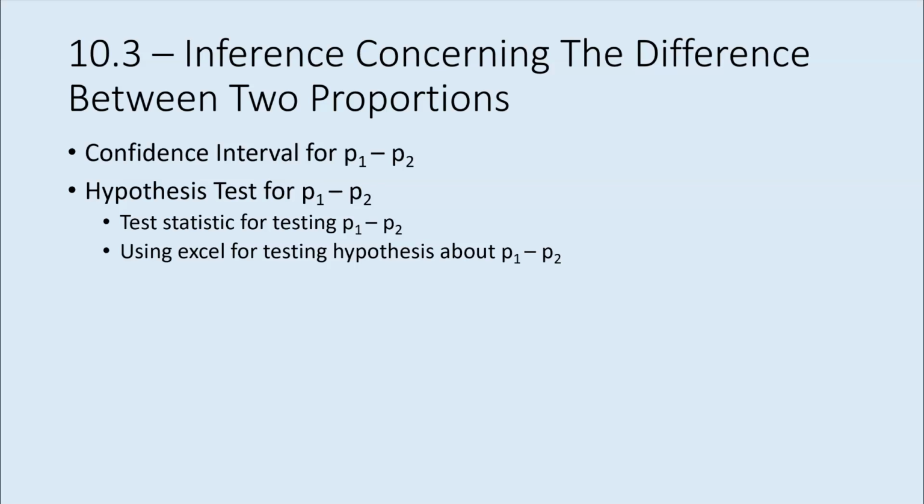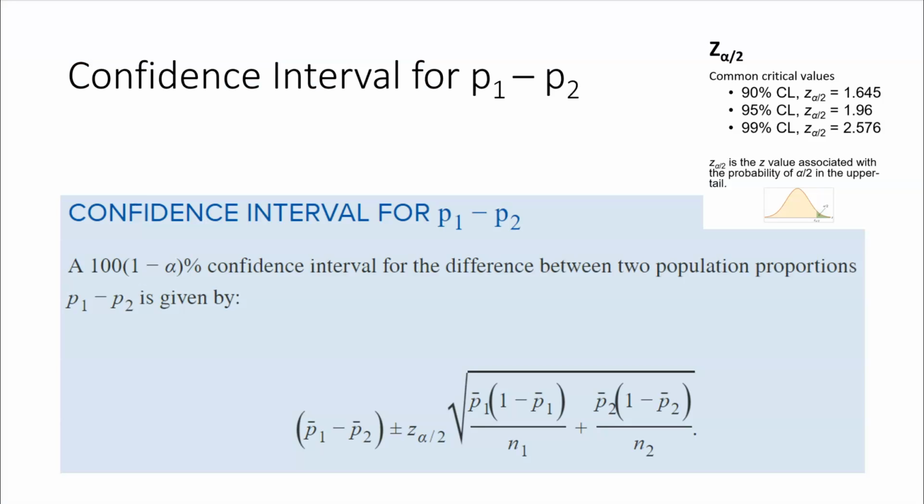So now we're going to be talking about the difference between two proportions. We're going to be doing the same process that we've done before, but this time we don't care about the average, we care about the difference in proportions. When we're trying to find a confidence interval for the difference between two population proportions, we're going to be using this formula here. And if we want to get this critical z value, I've just given you a little reminder over here in that corner.